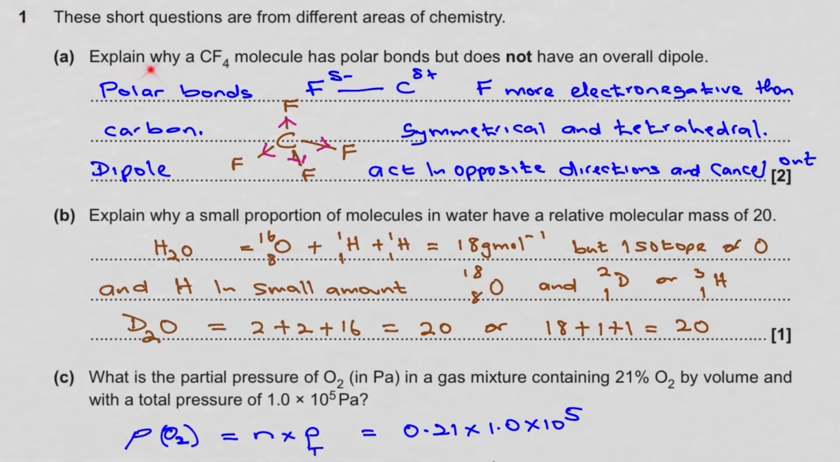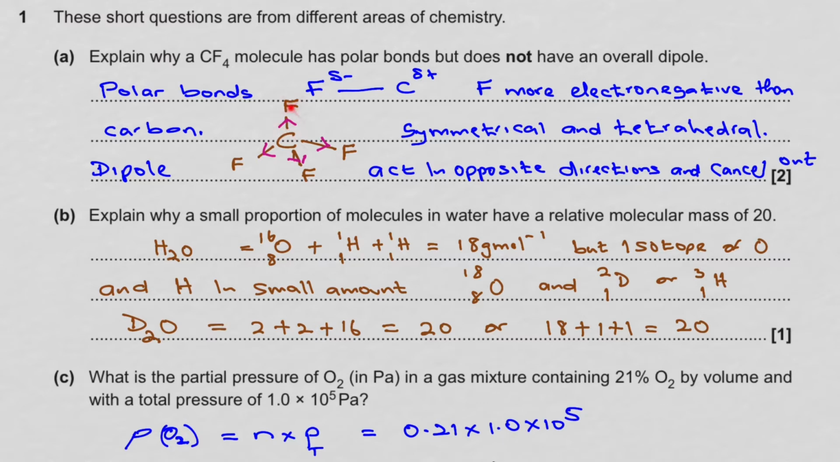Question 1. Explain why a carbon tetrafluoride molecule has a polar bond but does not have an overall dipole. A polar bond is basically due to the difference in electronegativity. Fluorine is delta minus and carbon is delta plus because fluorine is more electronegative than carbon. And the structure itself is symmetrical and tetrahedral.